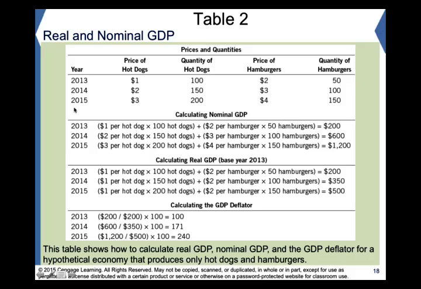Similarly, you can do that for 2015. So price is 3. The quantity of hot dog is 200. 3 times 200 is going to give you 600. And for the hamburger, the price was 4 and the quantity is 150. And if you do the math and add them together, you should be able to get 1200. So that shouldn't be hard for you to understand. I hope you are able to understand what I'm talking about.